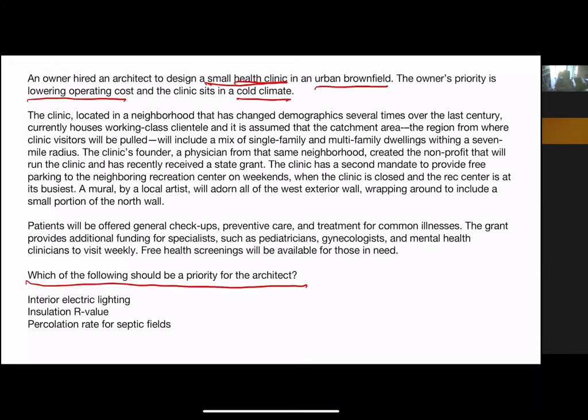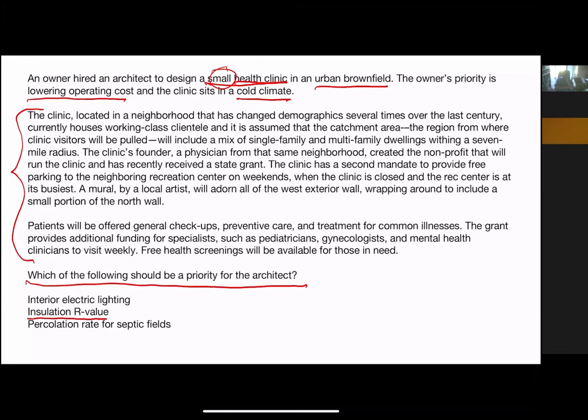Now, almost always in these types of questions, there are going to be four things. There'll be a bunch of distractors, but there are going to be four things that are kind of in play. But one of those four things almost always is going to be a distractor, which means it's not relevant. So the fact that it's small is somewhat relevant because the answer is insulation R value. And in a big building, as I mentioned, that's not as important.